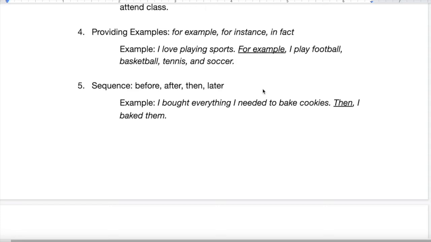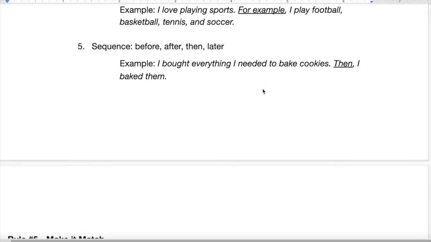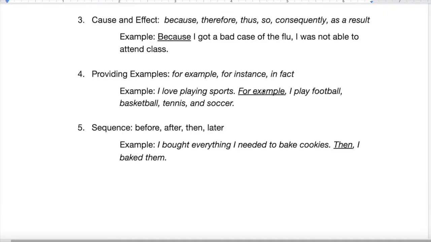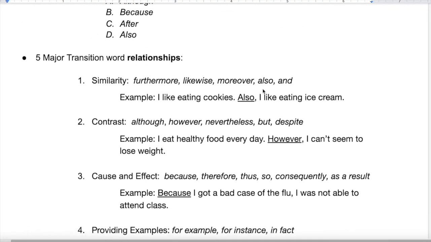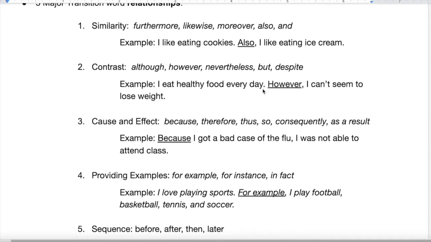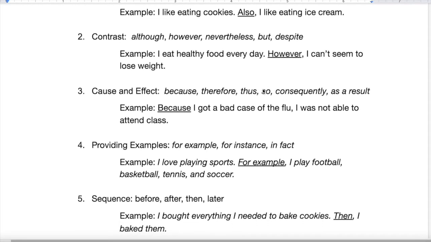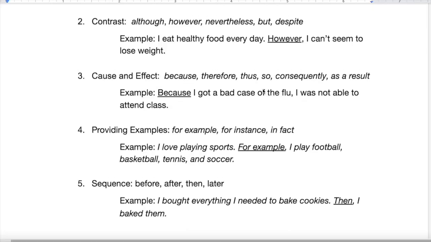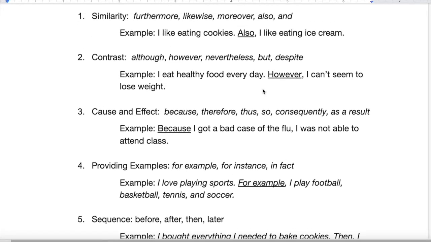Okay. If it happens before, you can use before. Before I baked cookies, I bought everything I needed to bake them. Any questions about those major transition relationships? No, everything looks good. Okay. And when you're practicing these questions on your own, I recommend referencing this if you need to, if it's a transition word question.